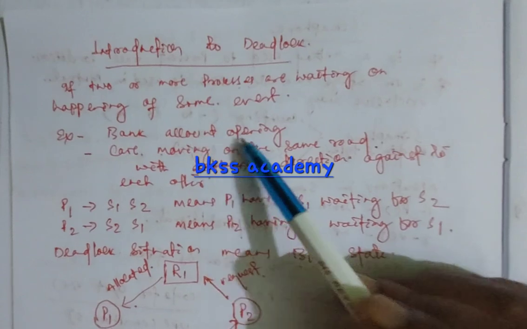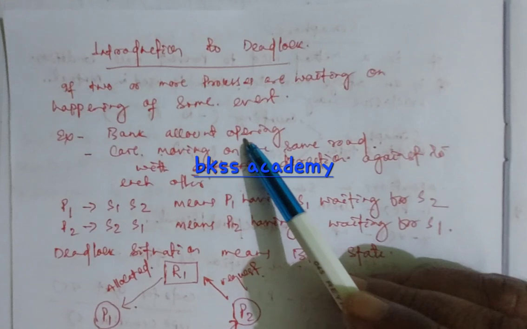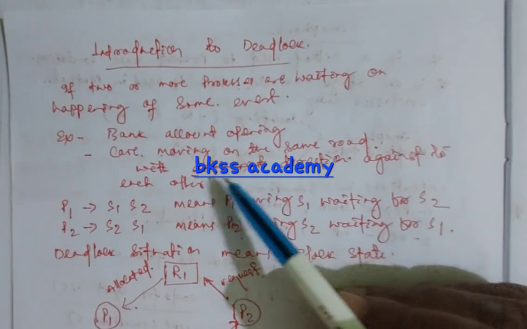An example is bank account opening. Suppose some people are waiting to open an account. If the bank manager is telling them to deposit the money, then come for filling the form, but the customer is telling, I will fill the form first. So this is one kind of deadlock.